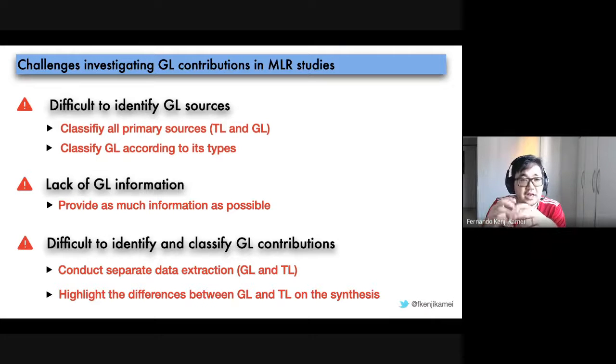So the third challenge is related to the difficulty of identifying and classifying gray literature contributions. We recommended that researchers conduct a separate data extraction, separating traditional literature and gray literature sources, and always highlight the difference between gray literature and traditional literature in the synthesis and the conclusions.